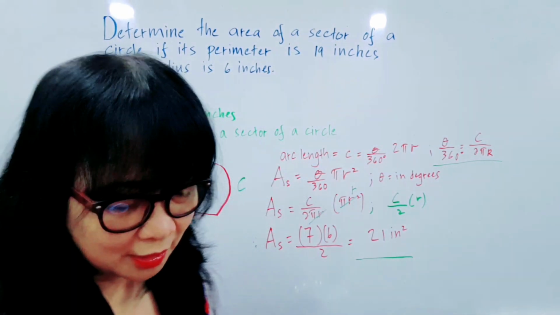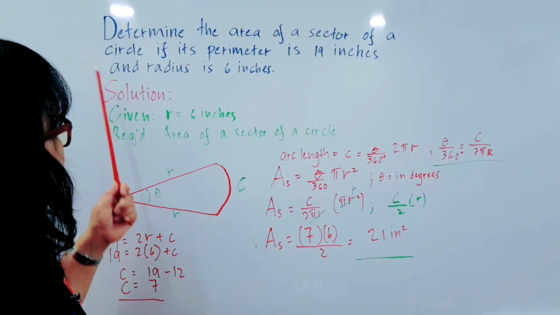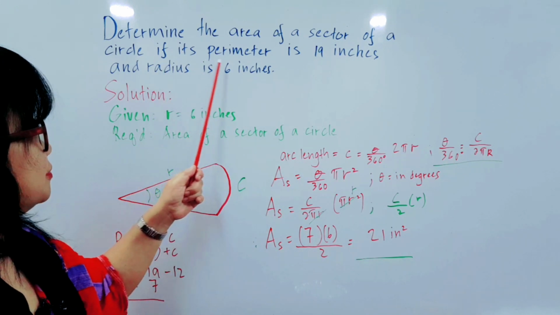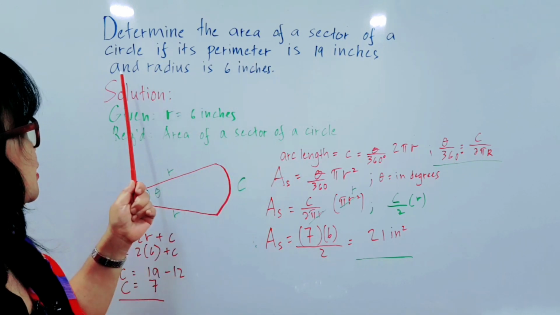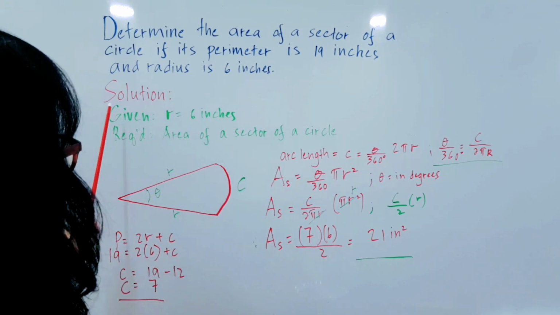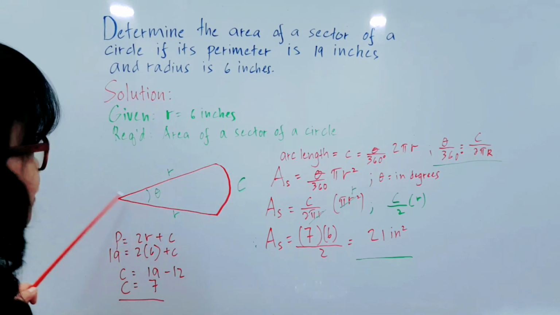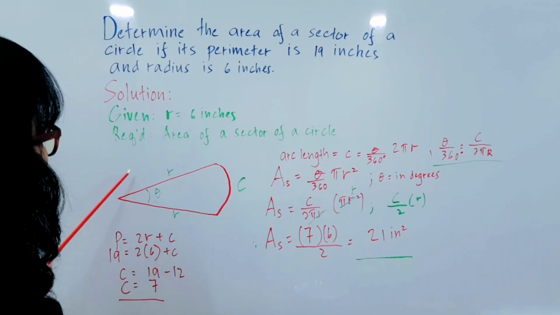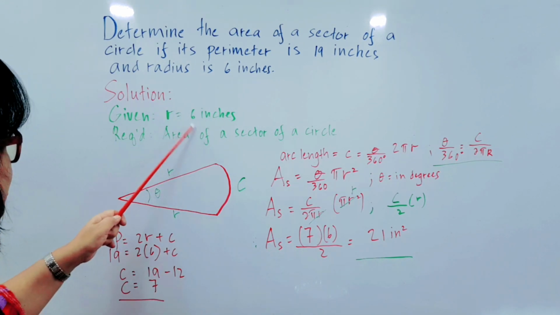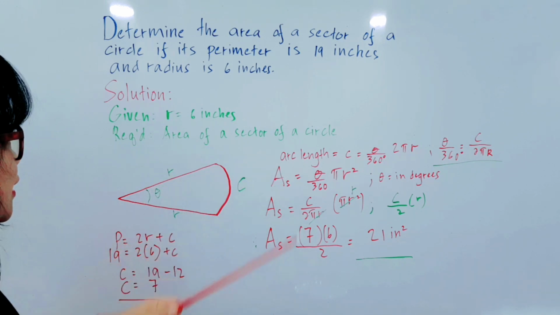Now, the problem number 1. Determine the area of a sector of a circle if its perimeter is 19 inches and radius is 6 inches. Now, this one we have the rough sketch of the sector of a circle. What is given here is the radius, which is equal to 6 inches, and the required one is the area of a sector of a circle.